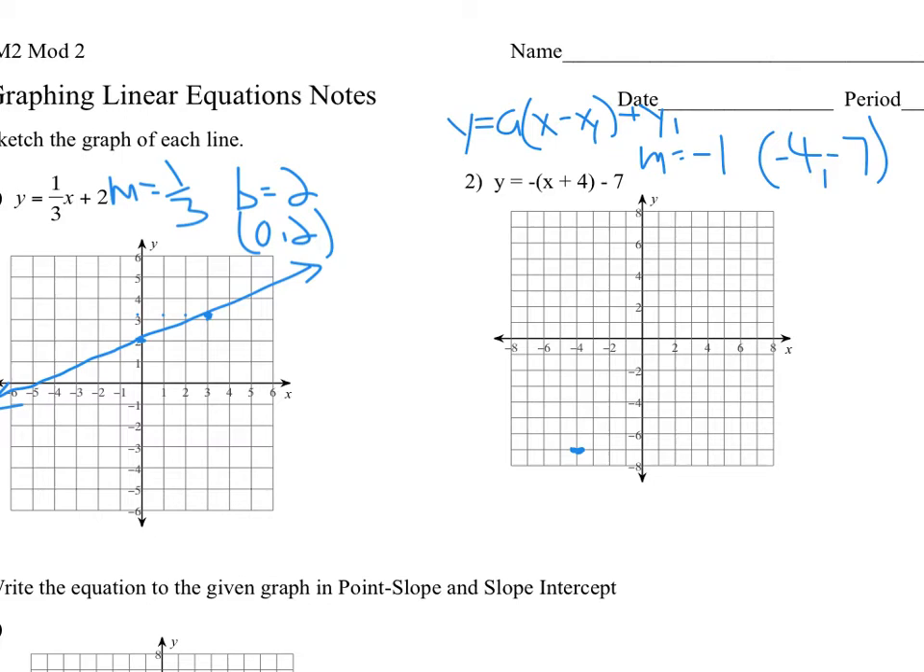And then our slope is -1, so I'm going to go down 1 and over 1. So we have that point there. And so our graph looks like that.